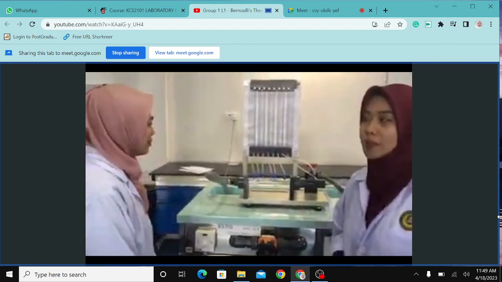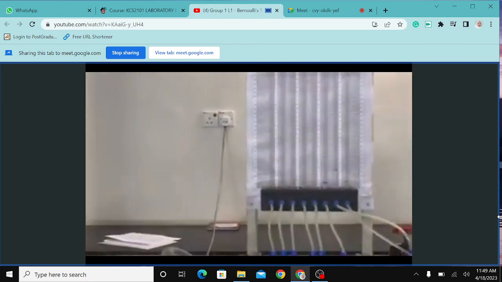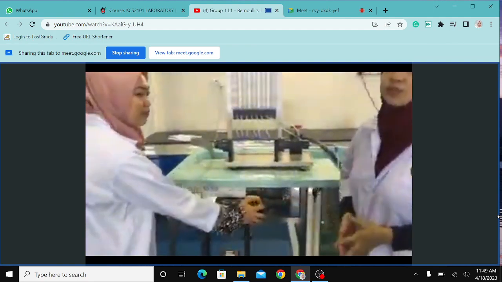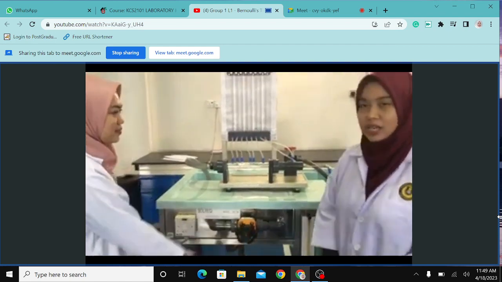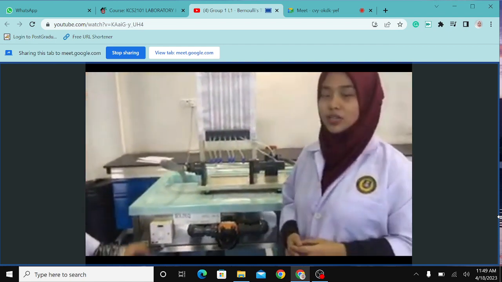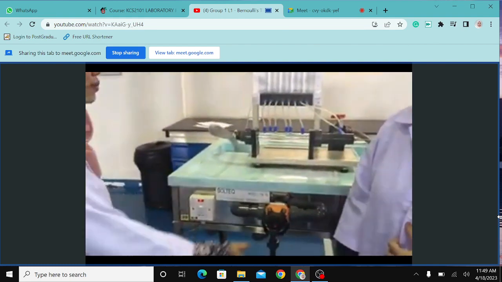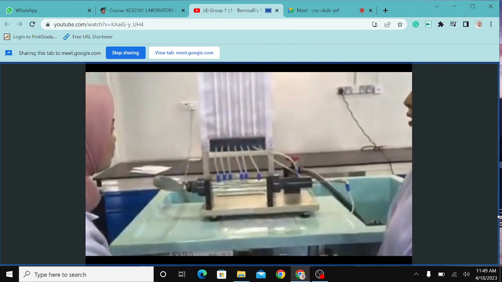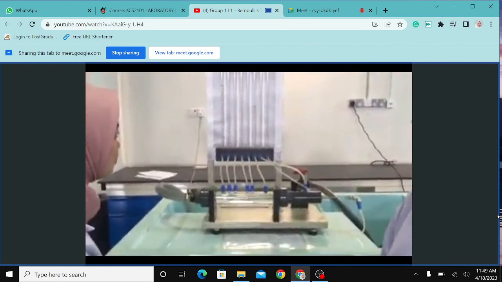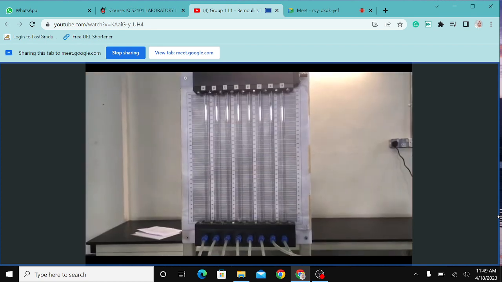First of all, you have to make sure that the power supply is on. Next, you have to make sure that the valve is fully closed. Then, when you have made sure, you can turn on the switch. You can then open the valve and fill the water in the tube. Ensure there's no air bubble.